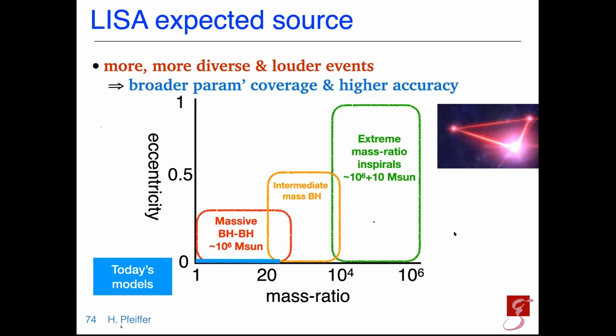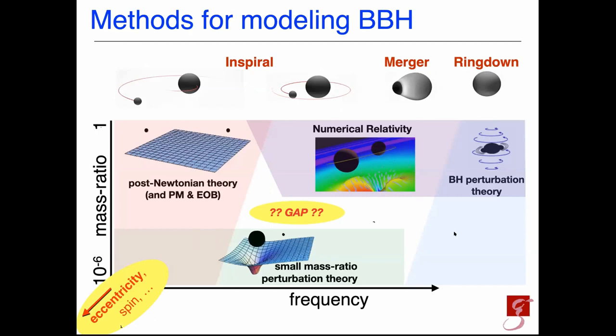But since I'm really running late, I'm just showing a few recent highlights of work in progress about eccentricity and about the question whether there's a gap at intermediate mass ratio where neither numerical relativity can reach nor the small mass ratio perturbation theory can reach.